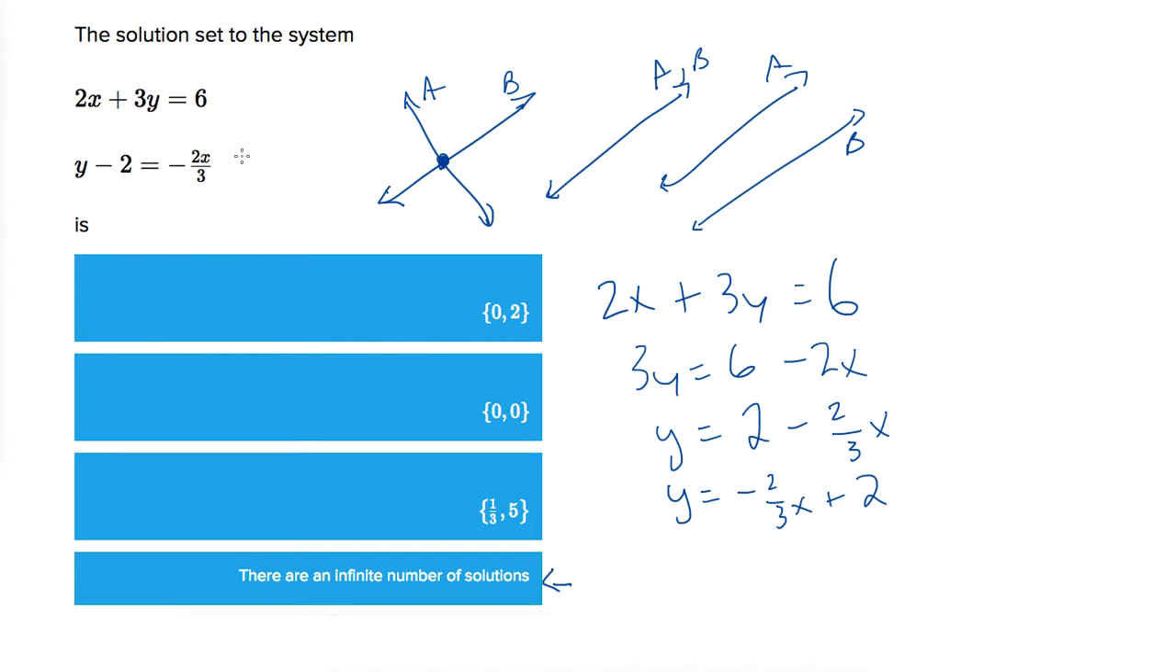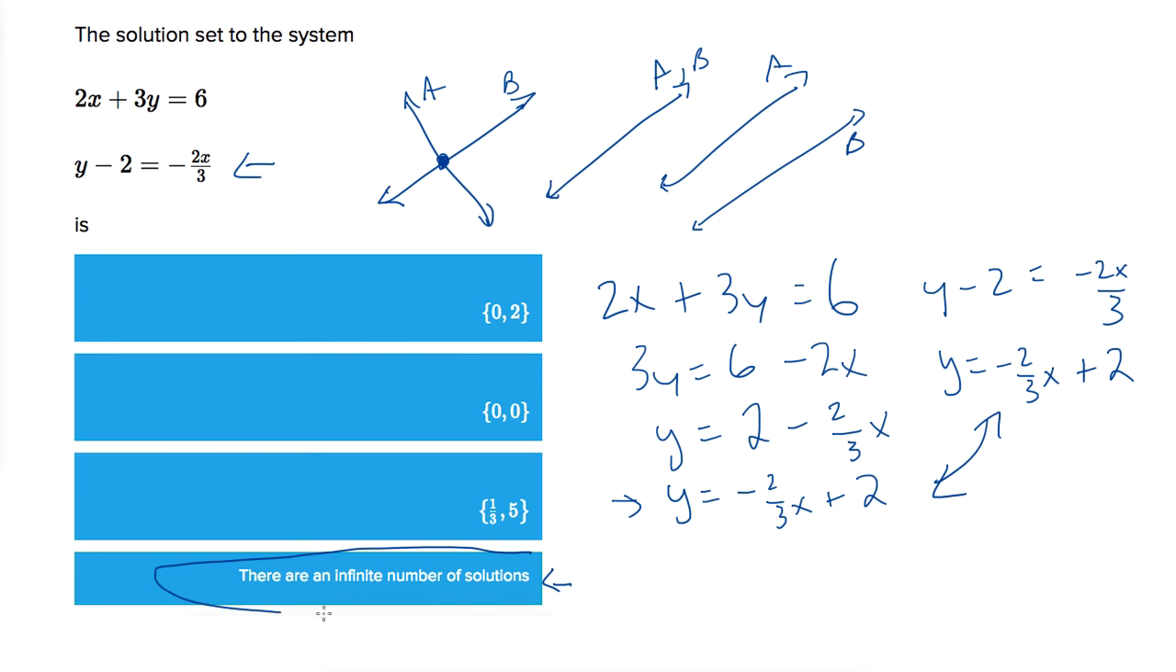First, this second line here, all right, well, we can already see it's going to be the same as this one because y minus 2 equals negative 2x over 3. Well, that's just y equals negative 2/3 x plus 2. So those are the same exact line, which means that any point along either line is a solution to those lines. In a sense, they're always crossing because they're the same line. So there are an infinite number of solutions.